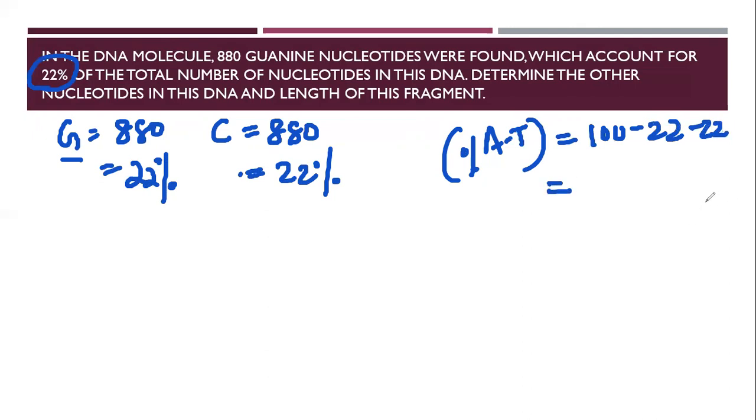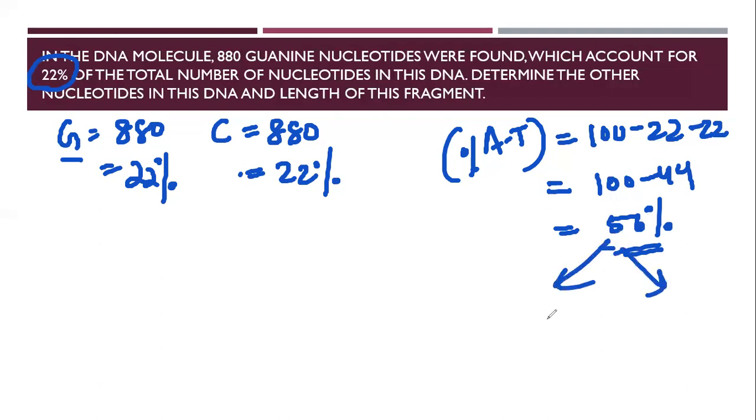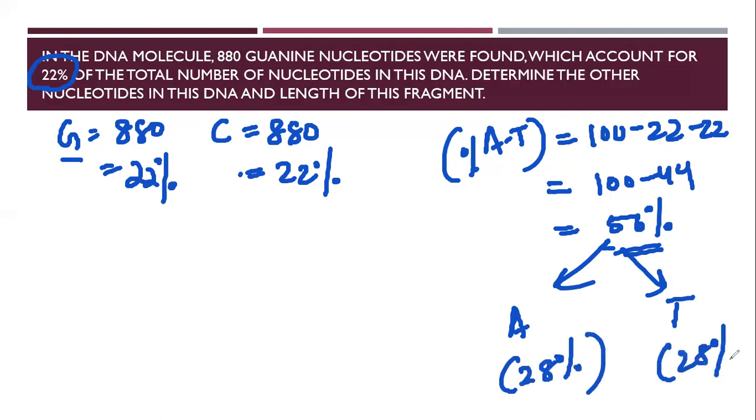100 minus 44. So it is 56. So okay, how much are you going to get? 100 minus 44, 56. So it means what? 56 means A and T half half, 28%, 28%. Correct? Yes, ma'am.